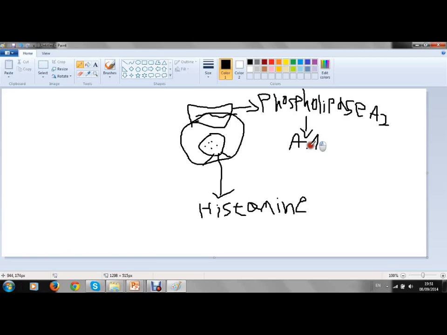and arachidonic acid will go to two different pathways. It will be acted upon by two different enzyme groups. One is cyclooxygenase, okay, let's call it COX, cyclooxygenase, and lipoxygenase.